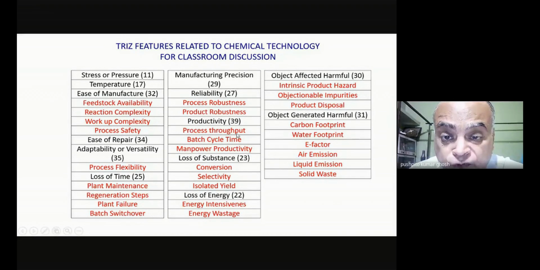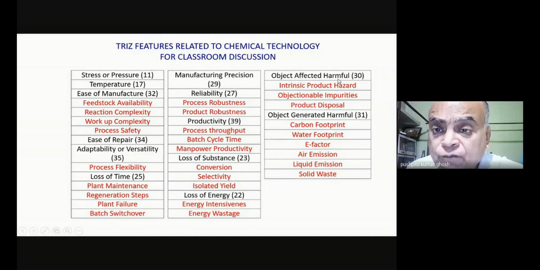Productivity, it could mean process throughput, how much of material I can push through a reactor in a given time, batch cycle time, manpower productivity, that's also productivity. Loss of substance, it could mean conversion. I've got less conversion, I've got less selectivity, so there's loss of substance. I may have a lot of losses while isolating a product. So those would all be examples of loss of substance. Loss of energy, I've got a very energy intensive process, and so it would be a lot of loss of energy, or wastage of energy if I don't recover energy.